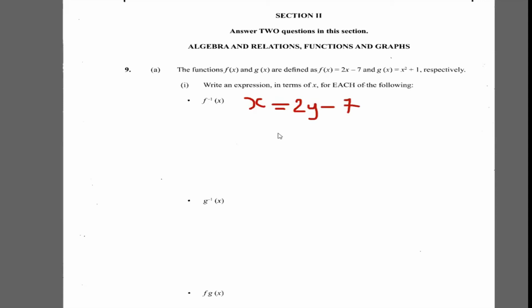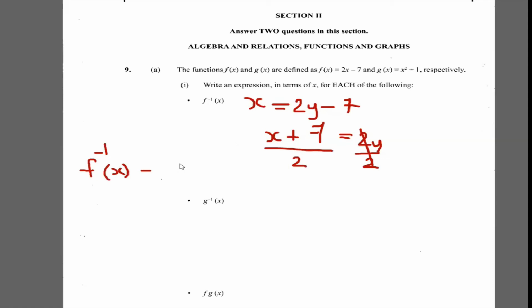So add 7 to both sides to get x plus 7 is equal to 2y. And then you divide both sides by 2 to get y. You divide both sides by 2, you get y is equal to x plus 7 over 2. And so this is f inverse of x. So we can write that f inverse of x is equal to x plus 7 over 2. That's typically how we do this question.